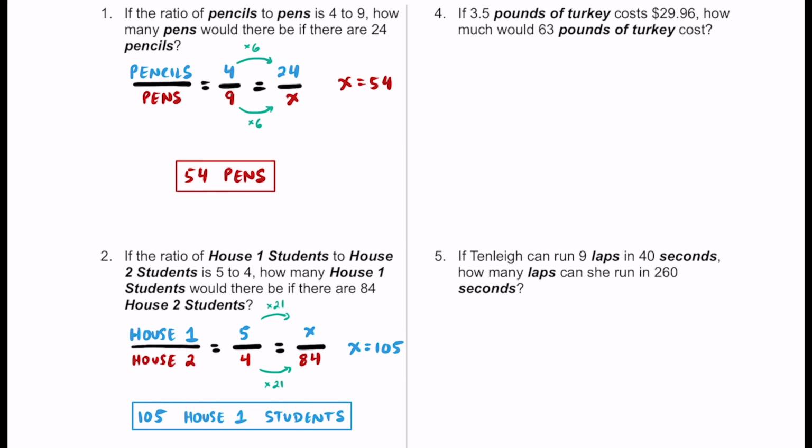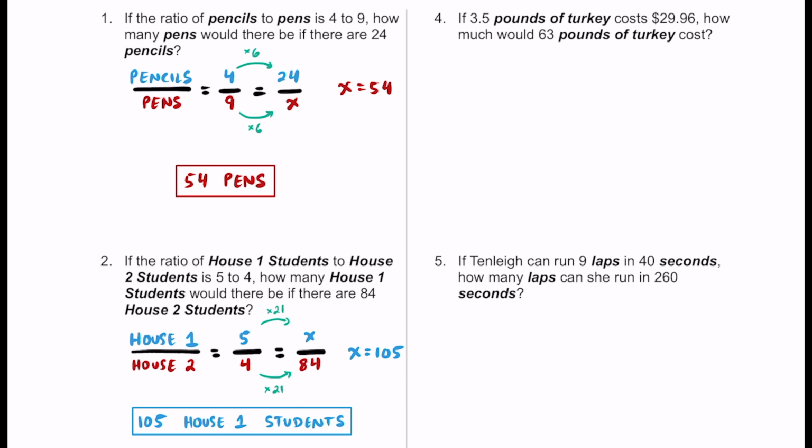Here's number 4. For number 4, the statement we have here is if we have 3.5 pounds of turkey, and that's going to cost $29.96, how much would 63 pounds of turkey then cost? So let's go ahead and start by labeling. We have a rate of cost per pound here.